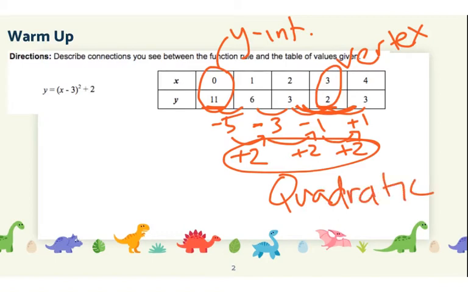Okay, so there's a couple different things. Over here on the equation, that square also tells me, hey, this is quadratic. Okay. All right, so now getting to their actual question, how are they connected? All right, so I have a y here, I have an x here. I know that I'm going to have some number squared, right? Something squared plus 2.